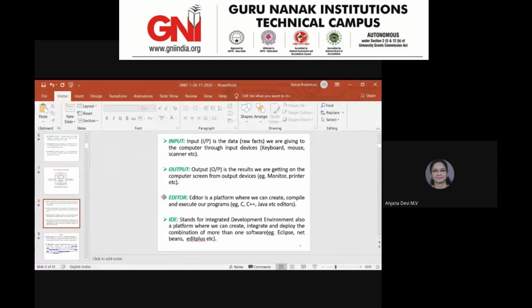Now coming to the next one. Editor. What is an editor? Read out any one of you. Editor is a platform where we can create, compile, and execute our program. Example: C, C++, Java.